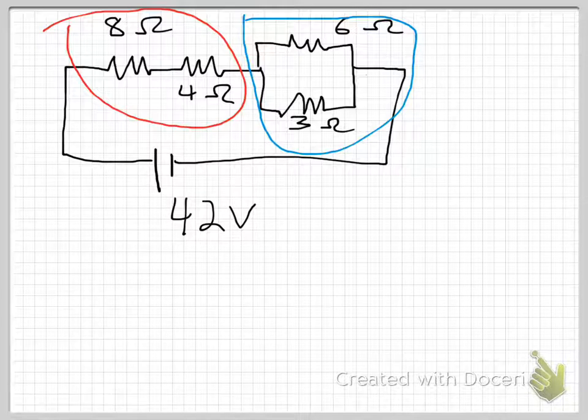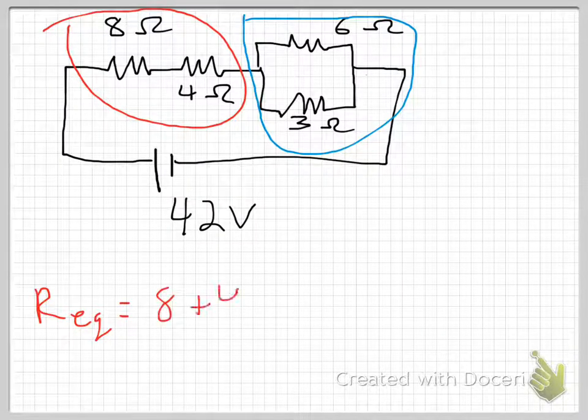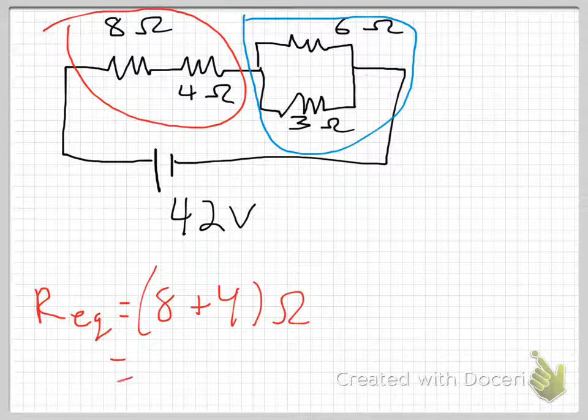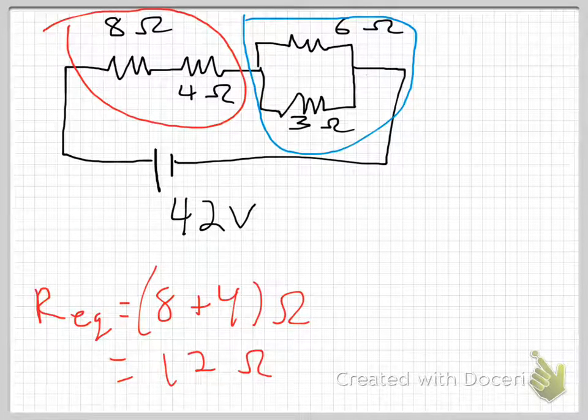It is a series of resistors, 8 ohm and 4 ohms. And I know how resistances add together in series. They just add together. So my equivalent resistance of my red circle here is just going to be equal to 8 plus 4, which is just 12 ohms. Okay, no big deal.